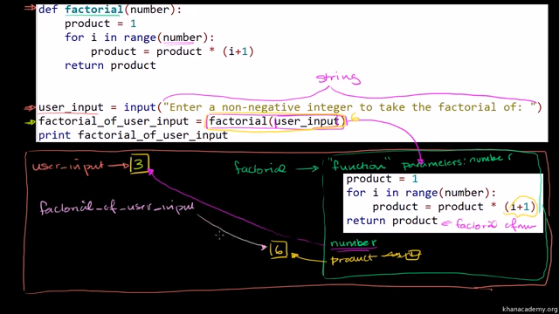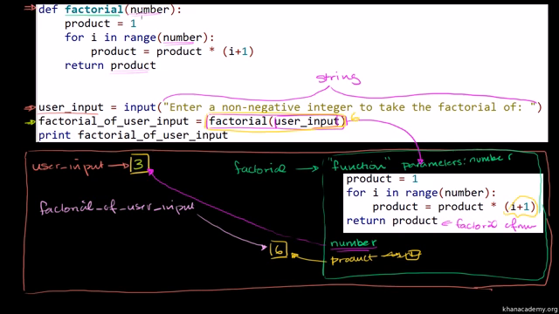I know this might be a little bit confusing with all of this diagramming, but I really want you to get the sense of what's happening. User input is referring to something. We pass that something to the factorial program. So then we go up here. And within the factorial program now, since we passed user input, and user input was 3, within the factorial program, number is going to refer to 3.